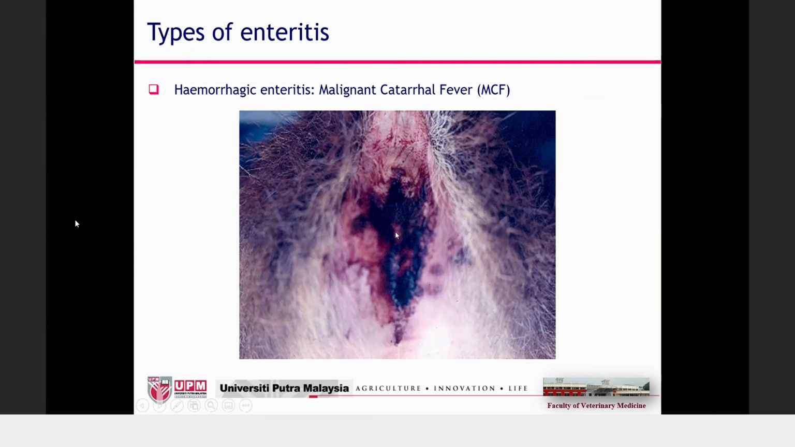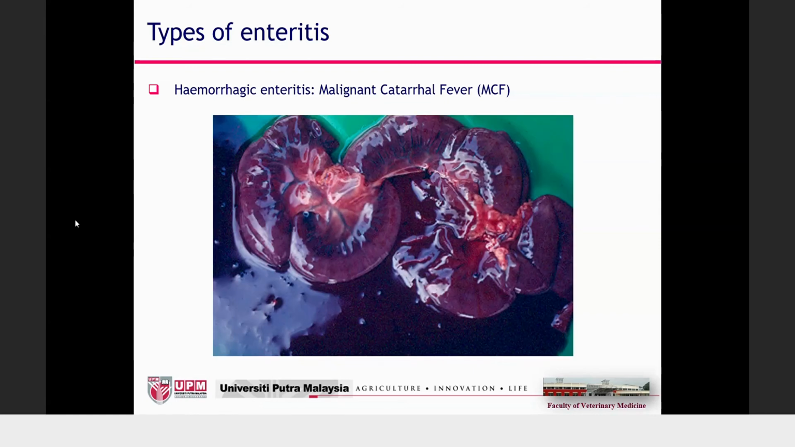You can see those of the blood, isn't it? Or maybe in the perineal area as a result of very severe hemorrhagic enteritis. When you open further, you can see those. See how bad is the intestine. Yeah, you can see that.